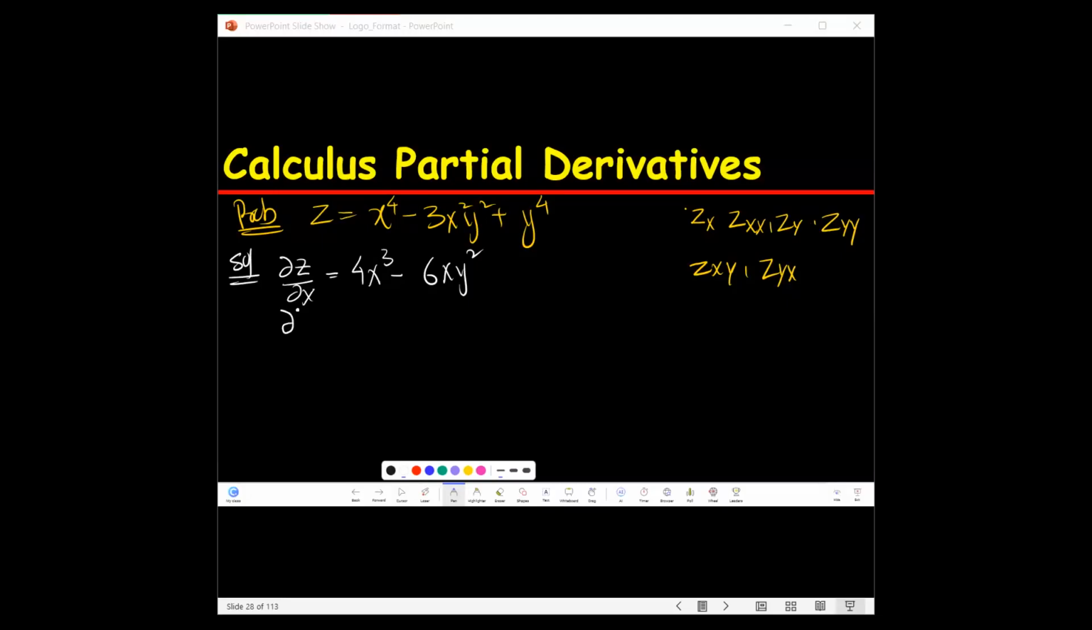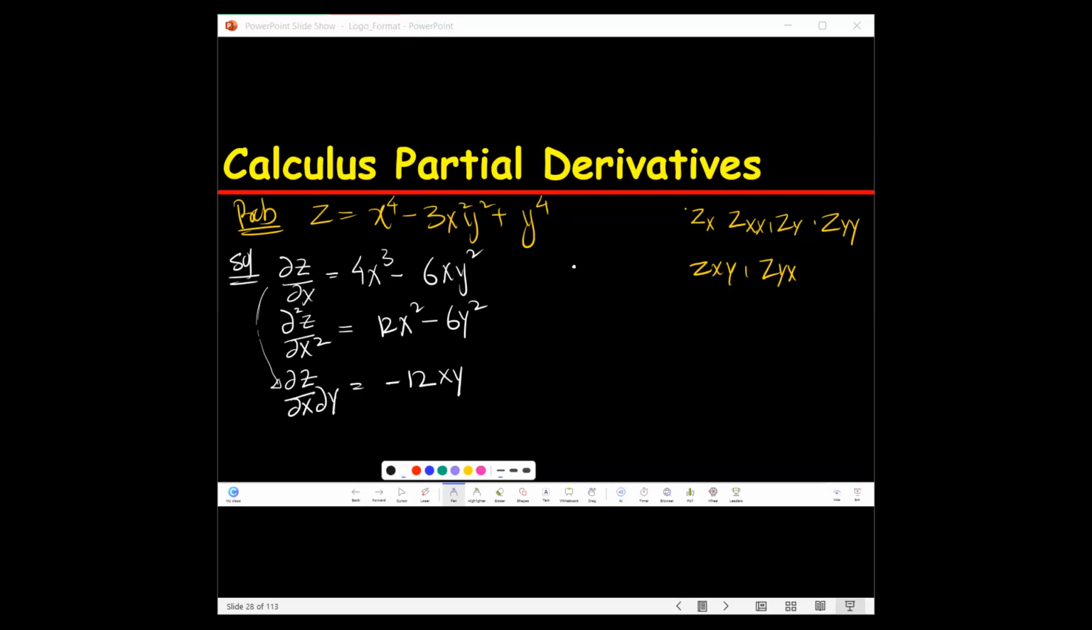If I take the second derivative with respect to x, this is going to be equal to 12x squared minus 6y squared. And if I want to take the partial derivative of dz over dx with respect to y, I take this one from here and differentiate with respect to y. The first thing will be 0, minus 12xy.